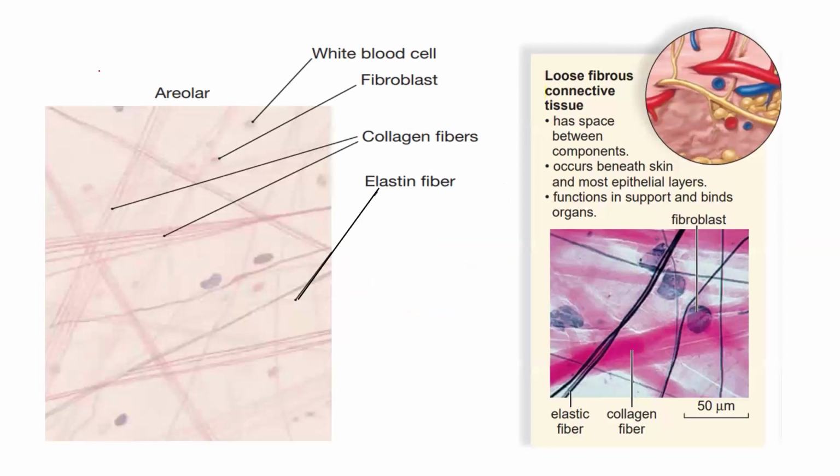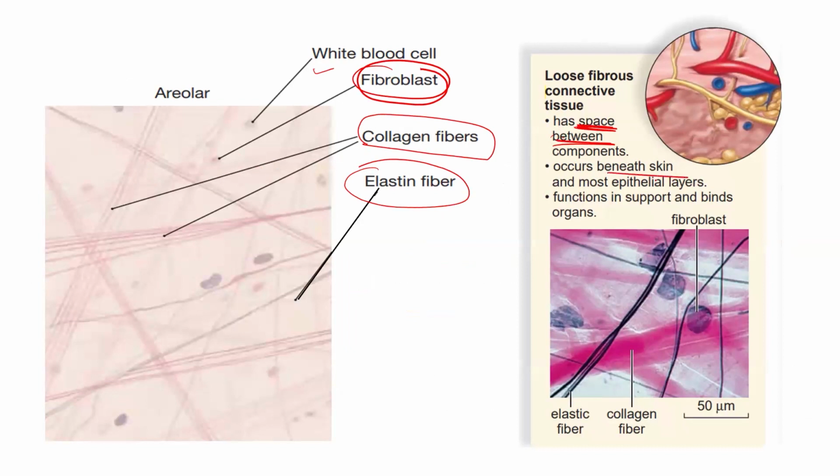So this is the figure of areolar connective tissue. You can see the air spaces, and it consists of collagen fibers that provide strength and elastin fibers that provide elasticity to it. Then they have white blood cells, and the specialized cells are the fibroblast cells that produce the protein fibers. So loose connective tissue has space between the components. It occurs beneath the skin and most epithelial layers. It functions in support and it binds the organs. Right?